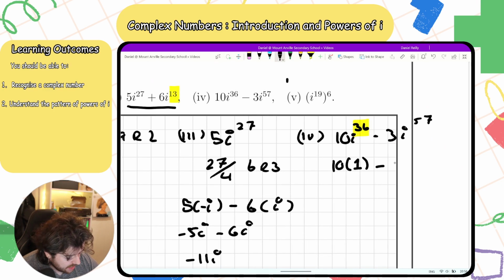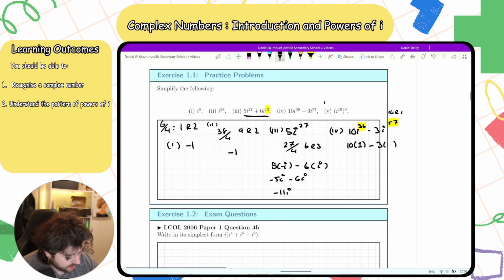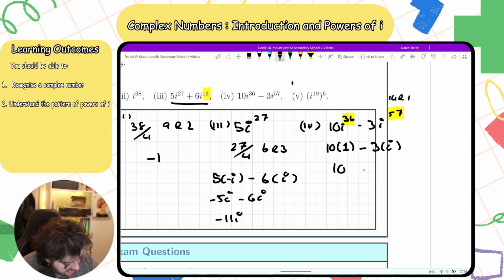Right? Minus 3 times, well, I to the power of 57, well, we knew that one there because I made a mistake. 57 divided by 4 is going to give me 14 remainder 1. And then remainder 1 gives me, go back up to a little table here, remainder 1 gives me I. So I have 10 minus 3I, and that is all I can do for the time being.